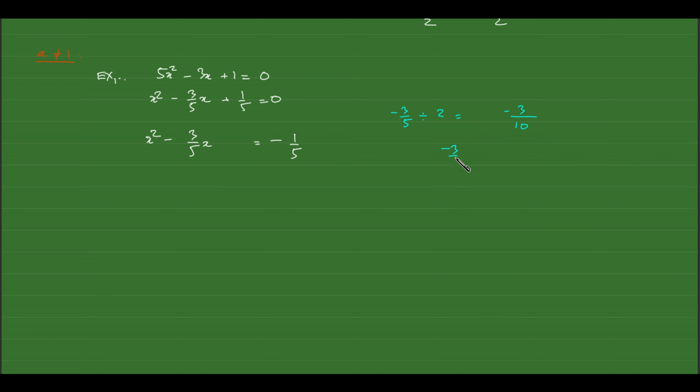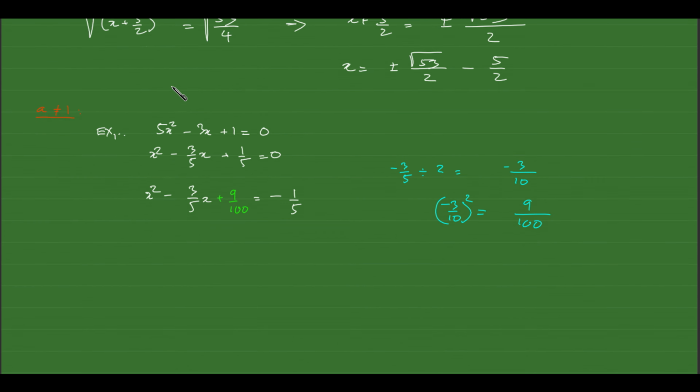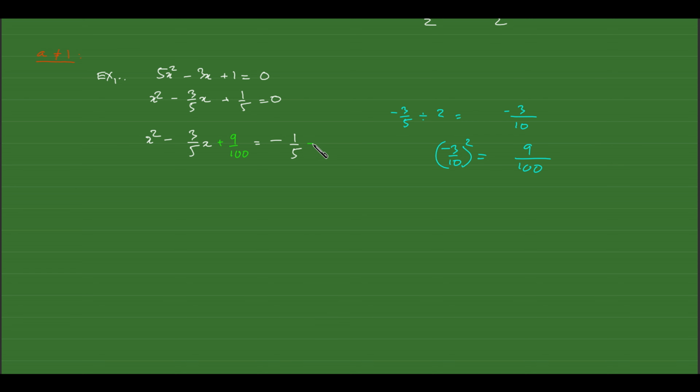Then you take negative 3 over 10 and square it, which is 9 over 100. Alright, so that is the number you put over there. 9 over 100. So I use a different color. Okay, and then 9 over 100 here. Then from here I can write it as, because it's minus 3 over 10, right? So you have x minus 3 over 10 squared.